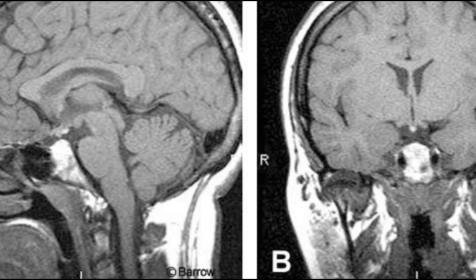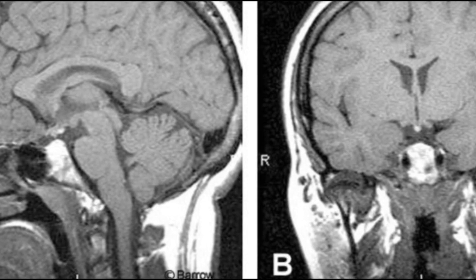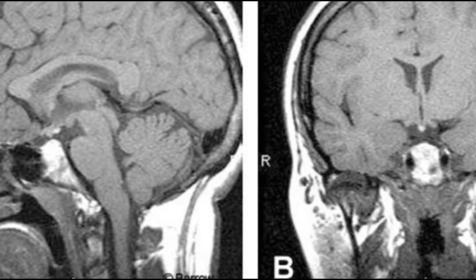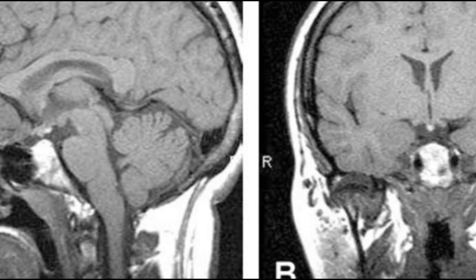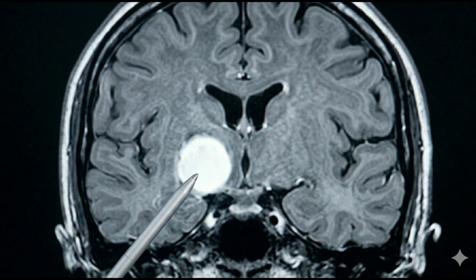Craniopharyngioma, a tumor derived from embryonic tissue, often occurring in children and young adults, near the pituitary stalk. Rathke's cleft cyst, a fluid-filled sac that can sometimes show peripheral enhancement on a contrast MRI.